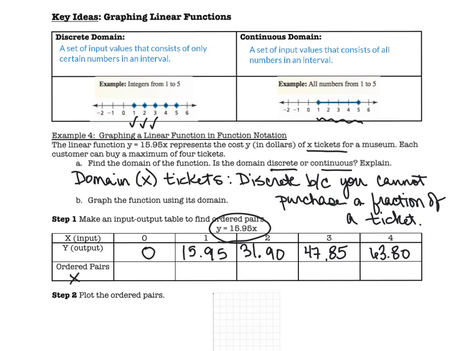Ordered pairs are just x, comma, y. The first ordered pair would be 0, 0. The second ordered pair would be 1 and then 15.95. Your next ordered pair would be 2, comma, 31.90. Then you'd have 3, 47.85. And finally 4, comma, 63.80.